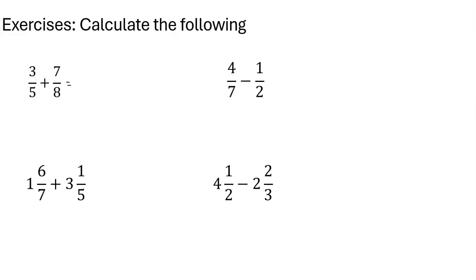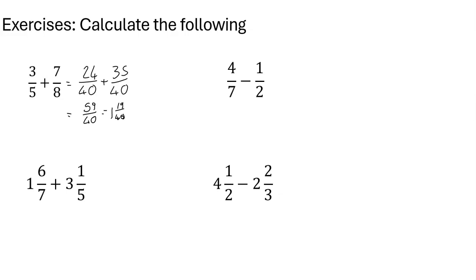So for this one, again we have to remember to put them over a common denominator. I'm going to multiply the fraction on the left by 8, the fraction on the right by 5. So I'm going to end up with 24 over 40 plus 35 over 40. There we go, it's over a common denominator. And that then gives me 59 over 40. It's an improper fraction, so I can simplify it down and I'll end up with 1 and 19/40.